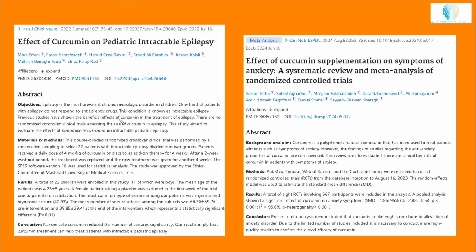So here they had a small number of patients. They had 22 patients, and they divided the patients in 2 groups. One group received curcumin, and the other group received placebo.